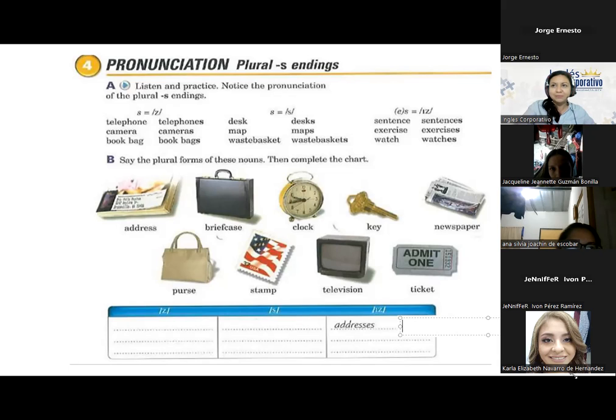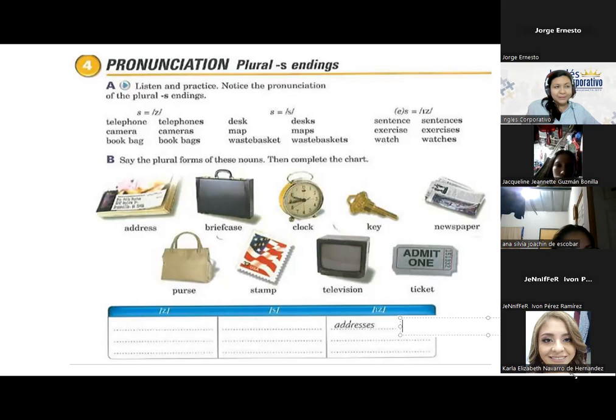Butterfly. Butterflies. And what about bee? Bees. The animal. Cat. Cats. Chicken. Chickens. Computer. Computers.